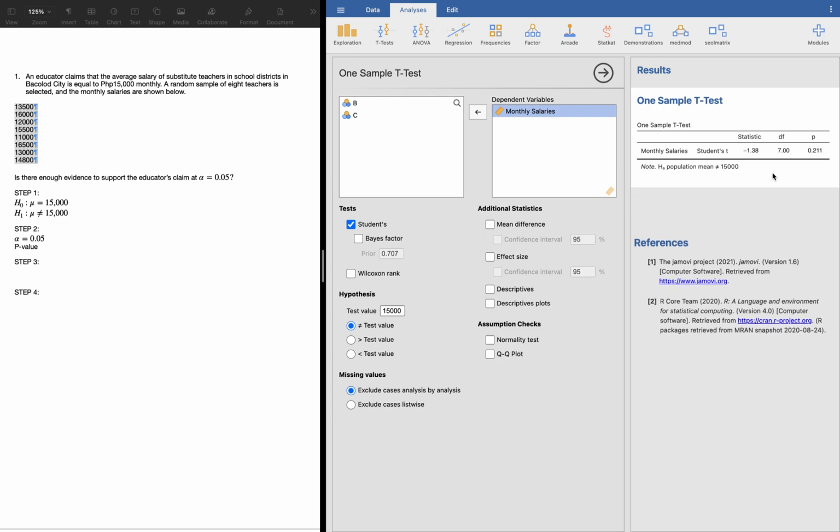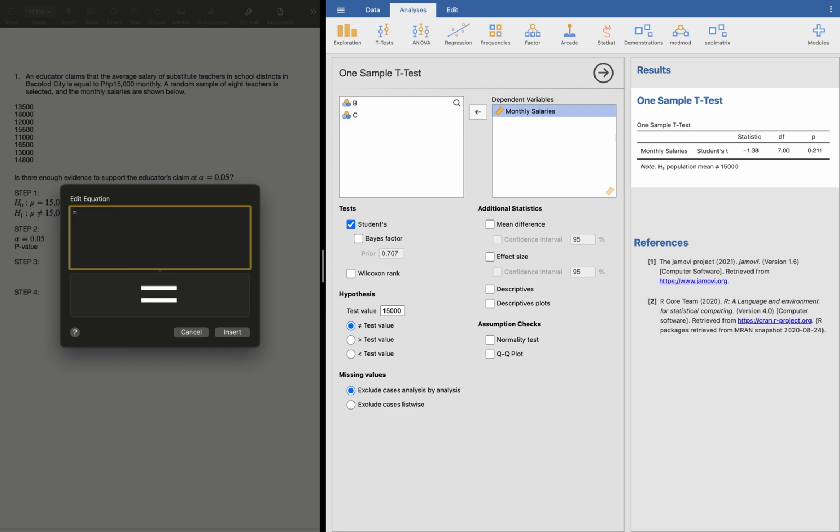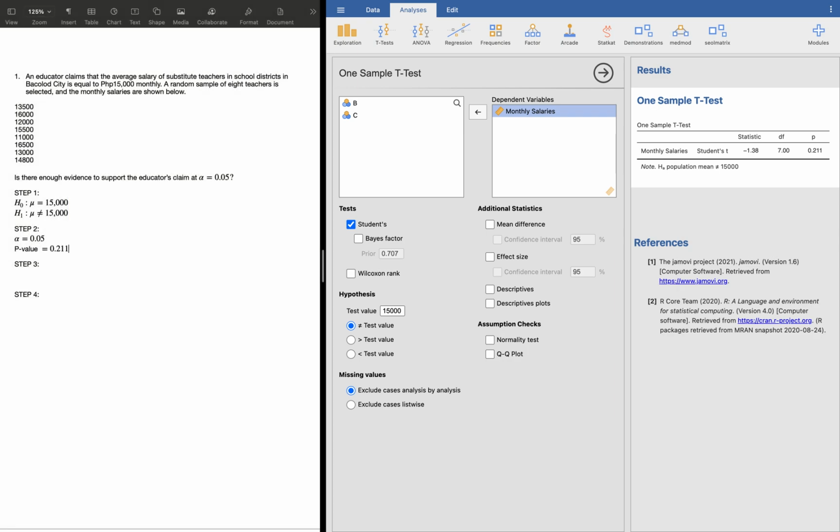So this is our one sample t-test on the monthly salaries of teachers, our Student's t. Our t-statistic is negative 1.38. Pretty much that's correct. And we don't really need the df for now. But our p-value is 0.211. So we say here that the p-value is equal to 0.211. All right. That's for our p-value for step number two. What we need to do then is the rest, steps number three and four.